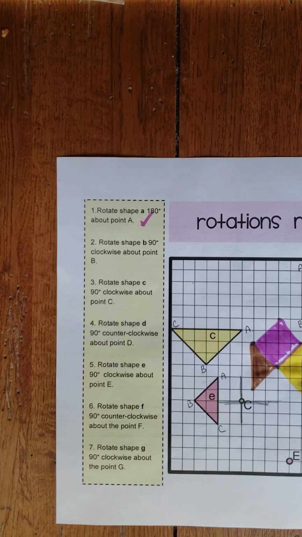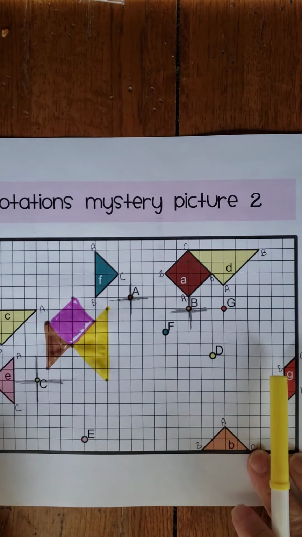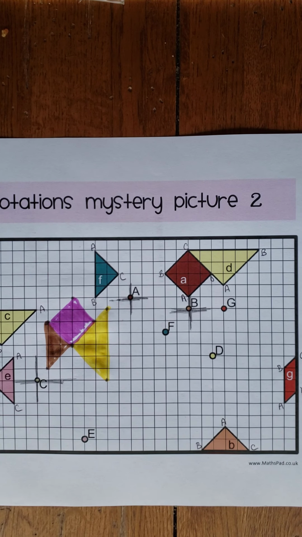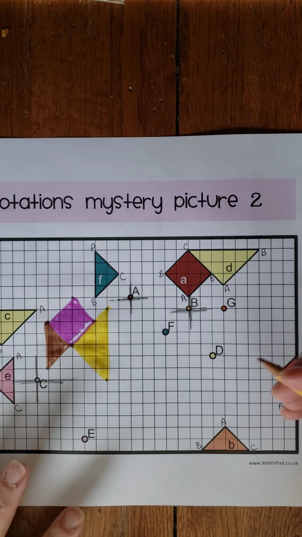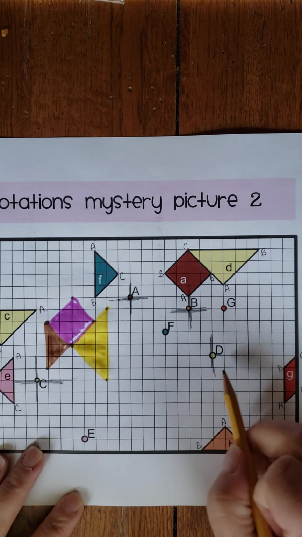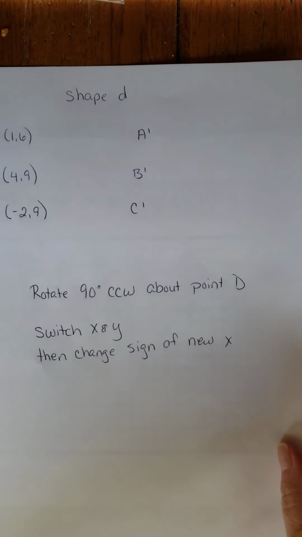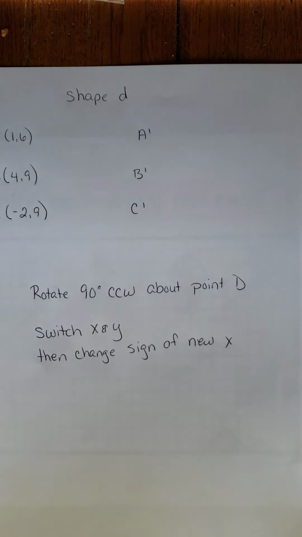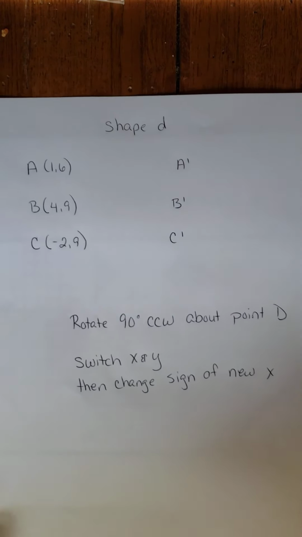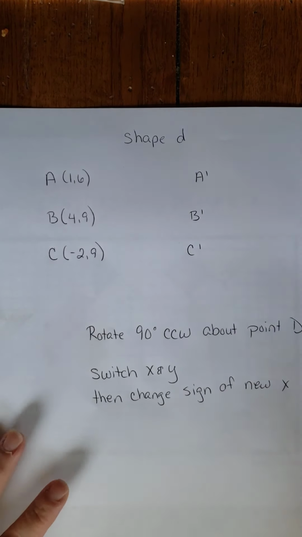So now we move on to shape D, which is this triangle up here. And we're going to rotate this about point D. So we make our new axis here. Now this one, we're going to rotate 90 degrees counterclockwise about point D. Now remember, our rules are given to us as counterclockwise, so we're all set. We just look at our rules for that. And the rules for that are to switch our X and our Y, and then to change the sign of the new X.